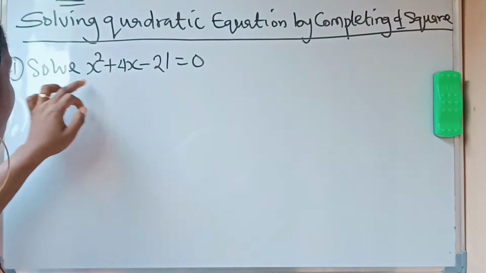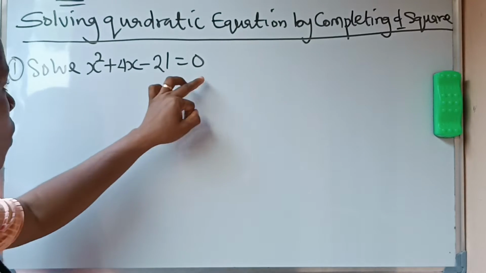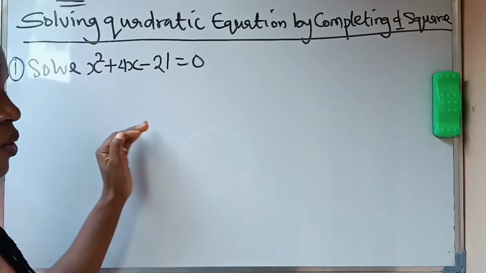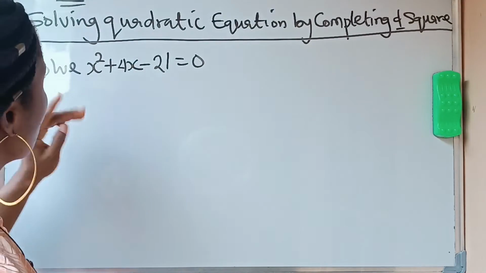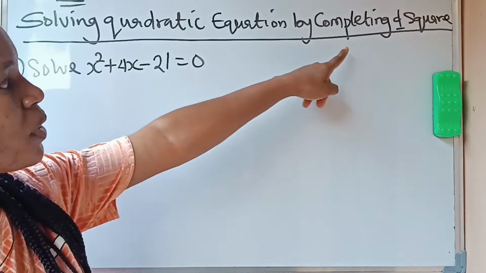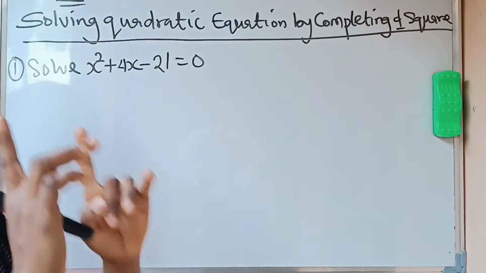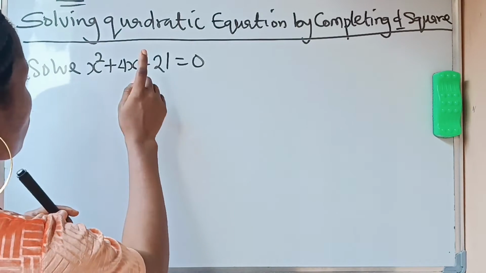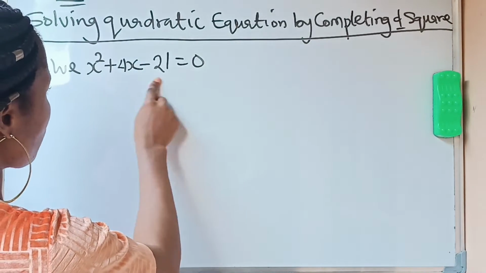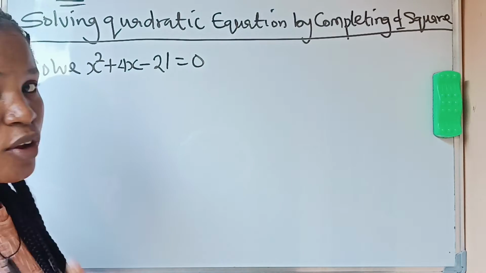We are told to solve x squared plus 4x minus 21 equal to 0. This is a quadratic equation. You can solve it in many ways, but they want you to solve this using the completing the square method. When you are given this type of question, the first thing you need to do is shift your constant, which is minus 21, to the right hand side of the equation.